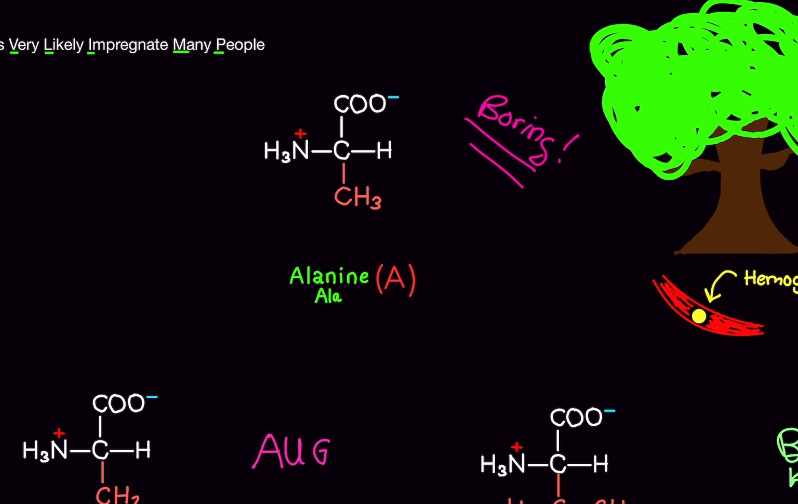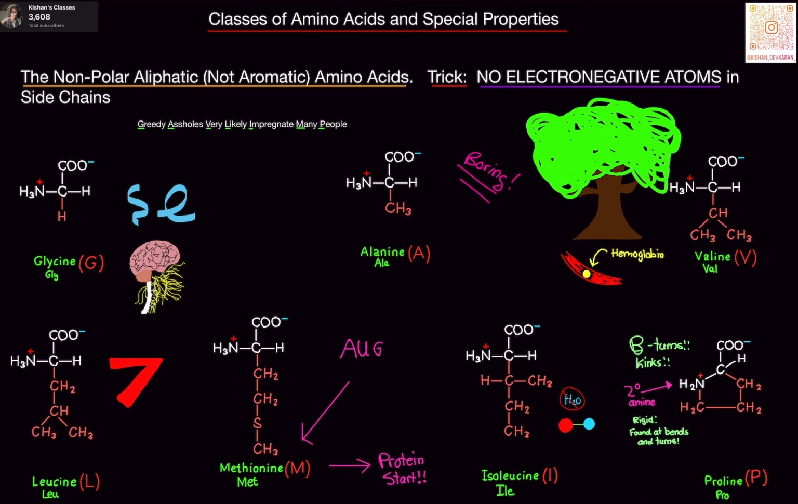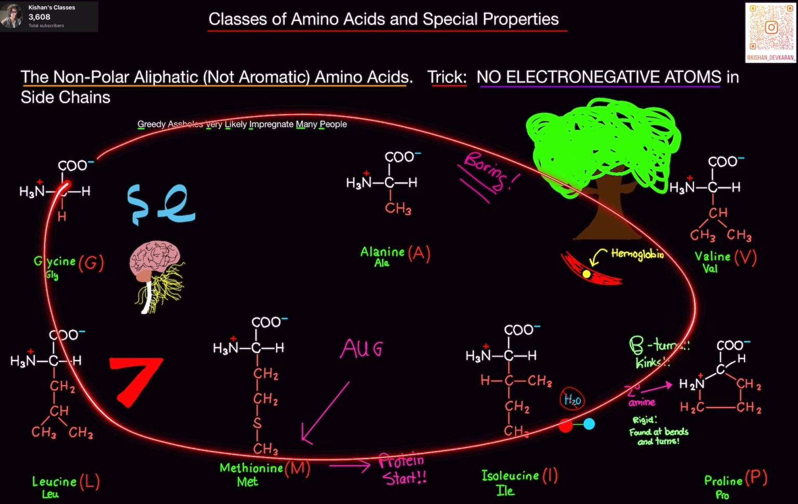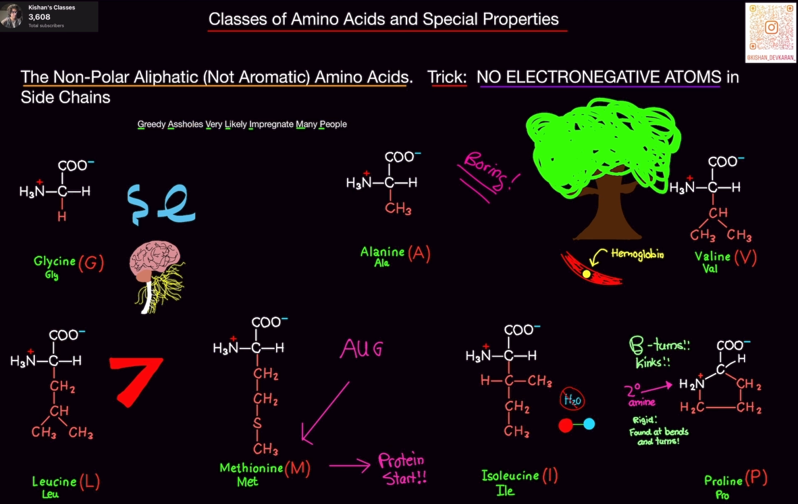Alanine is the next amino acid, and it's boring. It really doesn't do anything except hydrophobic bonding within the core of proteins. So the hydrogen from glycine is replaced with a methyl group, and that becomes alanine, A for short, or ALA. Now, all of these amino acids here are located inside the core of proteins, the hydrophobic core. They do not like to be on the outside. They like to be on the inside. So non-polar, not aromatic amino acids are located inside the proteins, inside the core, and they all interact with each other.